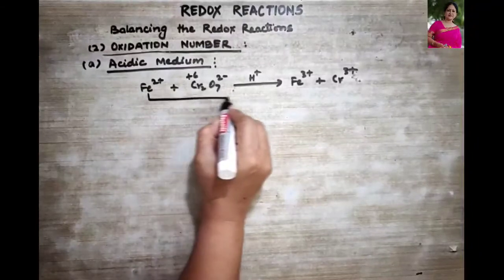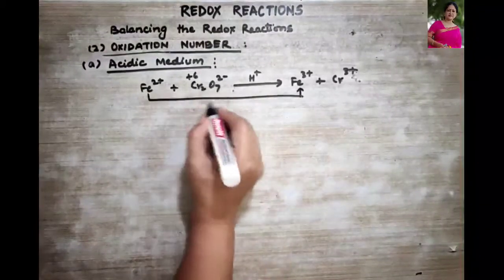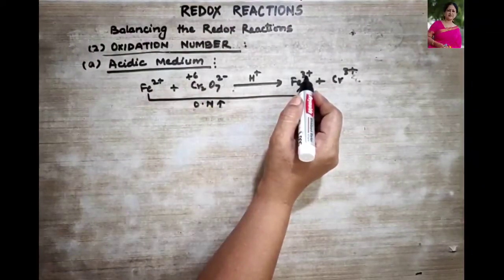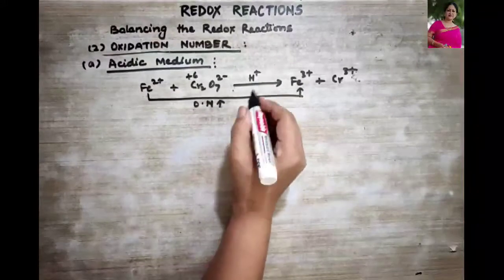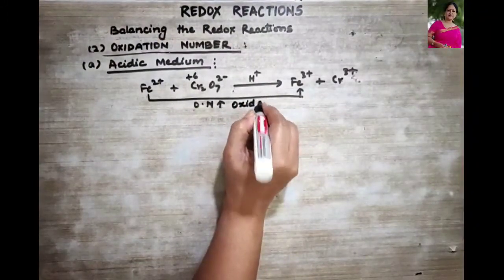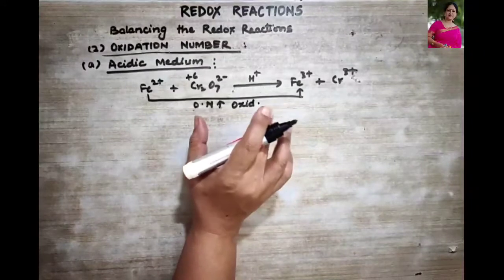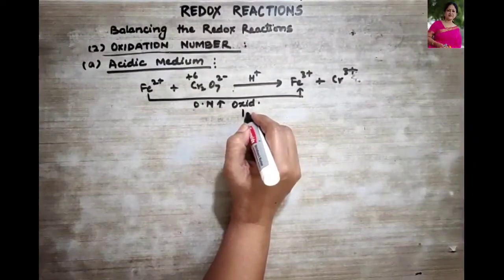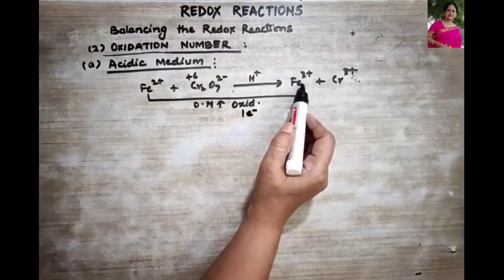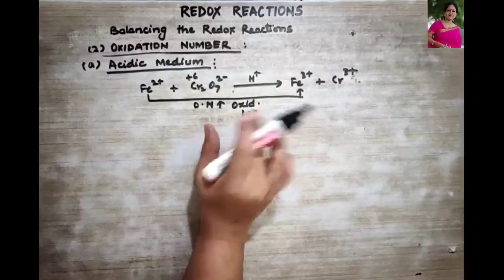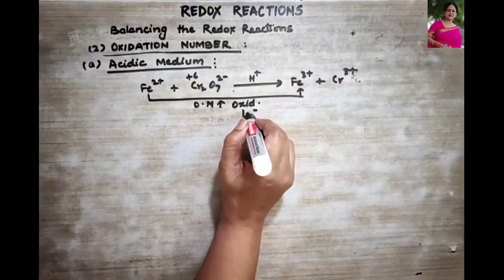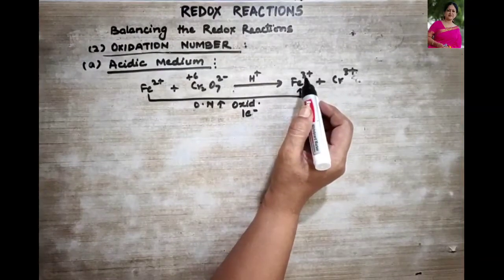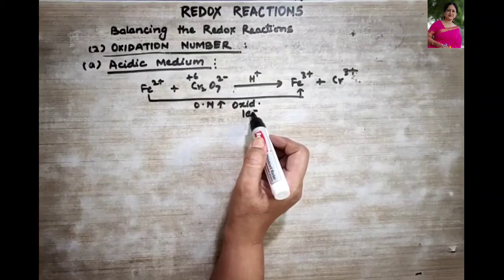So let's look at this iron first. What is happening over here? Oxidation number has increased from 2 to 3. Clear? So oxidation is taking place. If oxidation is taking place, that means ferrous is removing one electron to change into ferric. Is this point very clear? It is removing one electron to convert into ferric ion, right? So one electron is donated over here.